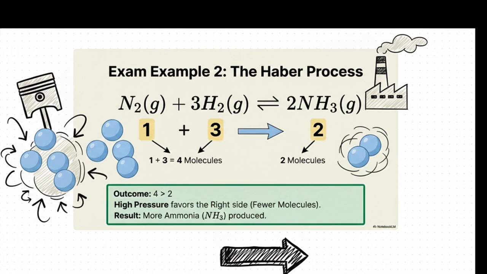So, if you crank up the pressure, where does the system go to relieve that stress? It's going to shift to the right, to the side with fewer molecules, and you end up making more ammonia. It's exactly how it's done in giant chemical plants.